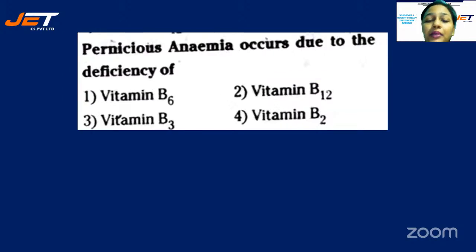Next question. Pernicious anemia occurs due to the deficiency of, and your options are number 1, vitamin B6, number 2, vitamin B12, number 3, vitamin B3, or number 4, vitamin B2. Pernicious anemia occurs due to the deficiency of vitamin B6, vitamin B12, vitamin B3, or vitamin B2. Quickly answer this question. We'll reveal the answers within a few seconds.